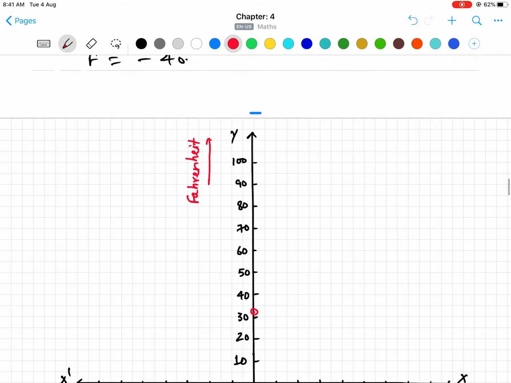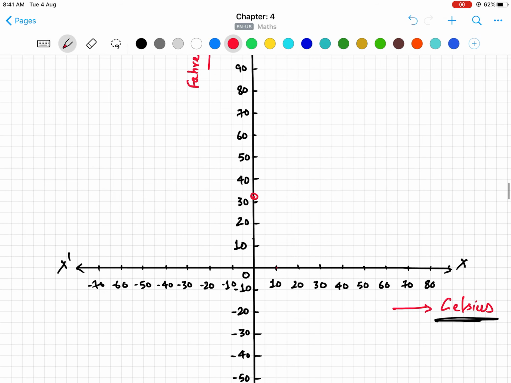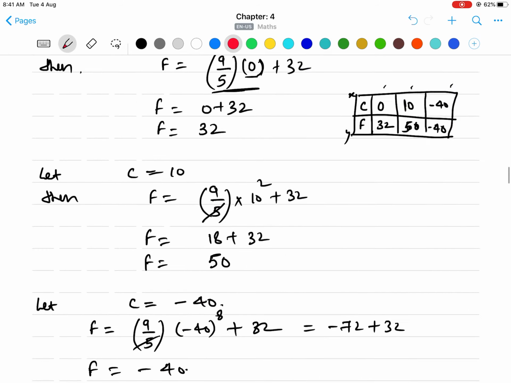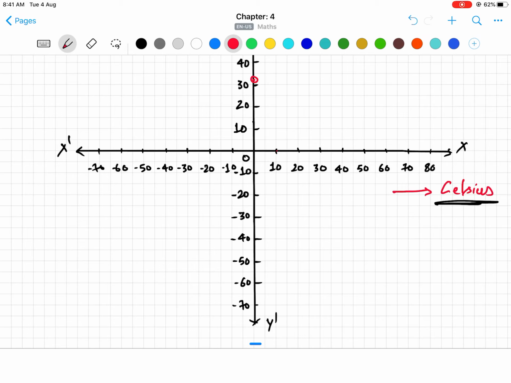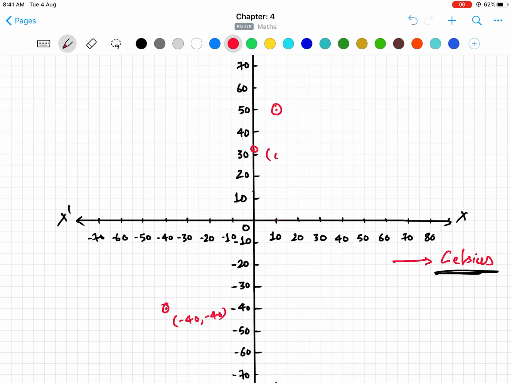Next is C 10, F 50. C is 10 and F 50 will be here. Next is C minus 40 and y is minus 40. That means that will be here. Let's write its coordinate. This is minus 40 and minus 40. This one is x 0, y 32 and this one is x 10, y 50.